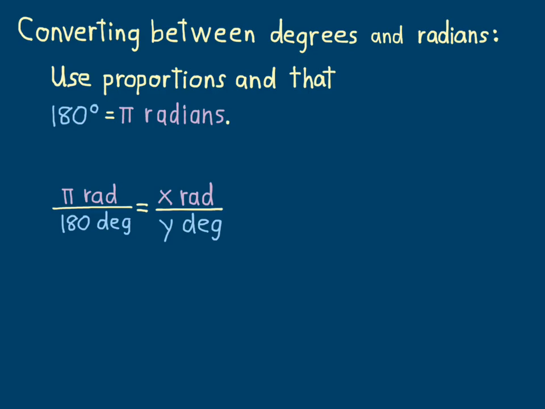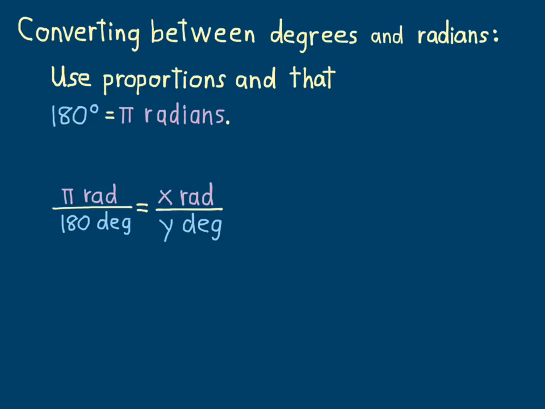So you'll either know what x is, or you'll know what y is. And from there you can figure out the other one. So if I know y, I can find x. If I know x, I can find y. That's how you translate from radians to degrees and degrees to radians.